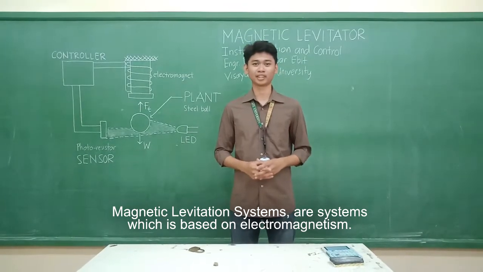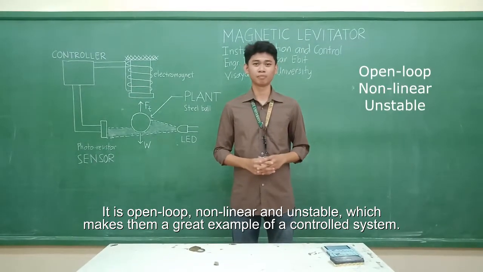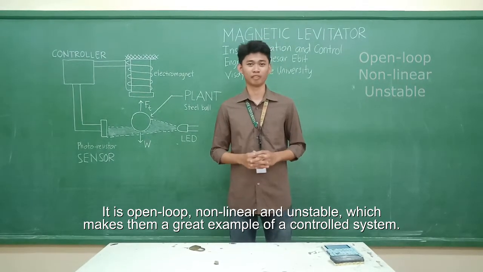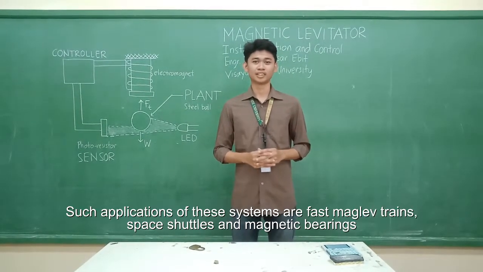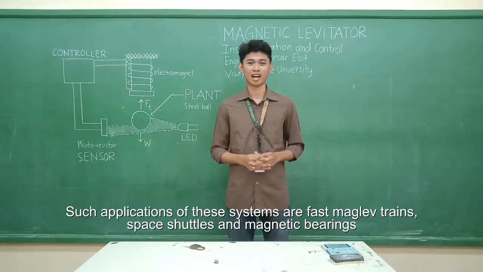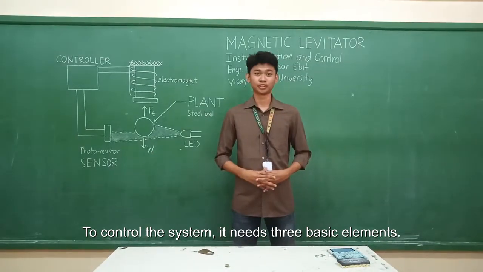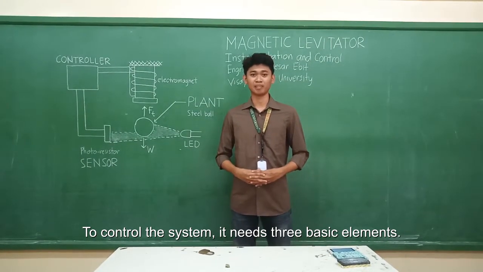Based on electromagnetism. It is open loop, non-linear, and unstable, which makes it a great example of a controlled system. Applications of such systems are fast maglev trains, space shuttles, and magnetic bearings. To control the system, it needs three basic elements.